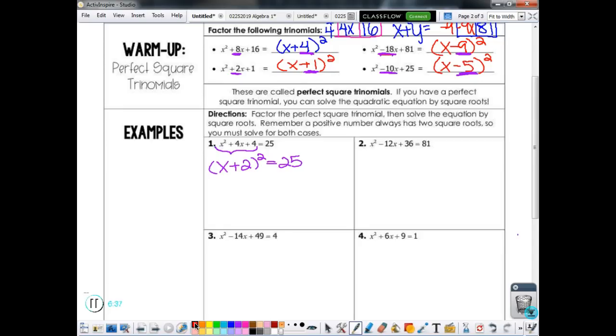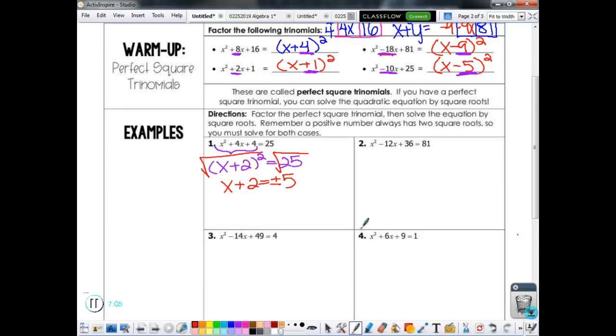Take the square root, right? So if I take the square root on both sides, because that's what gets rid of the square, right? So this becomes x plus 2 equals, and then what's the square root of 25? 5. But what am I missing? What did we have yesterday? The plus or minus, right? So now I have x plus 2 equals plus or minus 5.